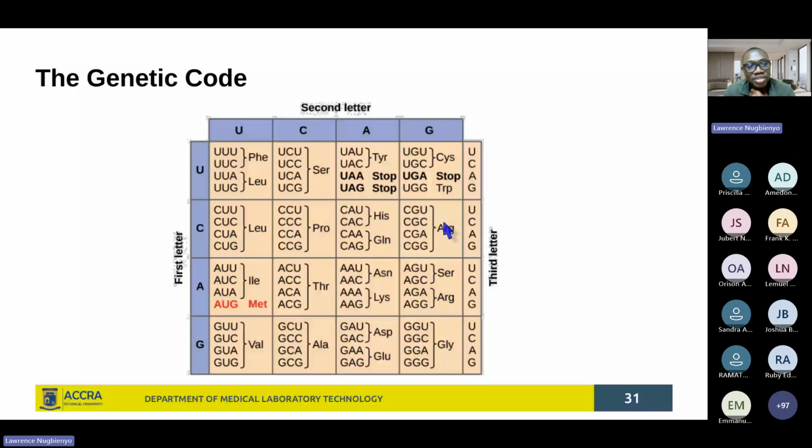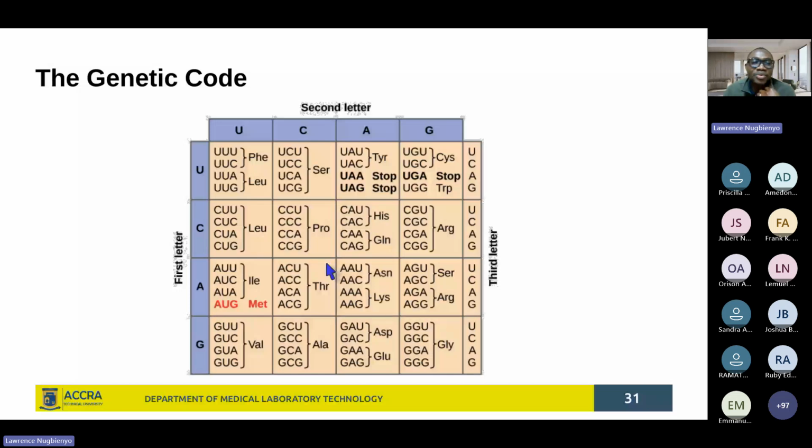But this is what I want to say. This is not meant for you to cram in your head, please. There's no point cramming these codes. I mean, nobody will be asking you that, like, I just come and I give you CCU, which amino acid will it code for? No, you don't do that. So please don't cram this.